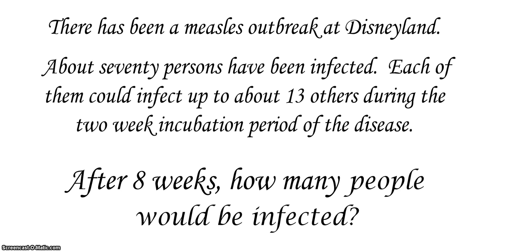There's been a measles outbreak at Disneyland. About 70 people have been infected. Each of them can infect up to 13 other people during a 2-week incubation period. So what that's saying is, for every single person, say I'm infected with measles, that I come in contact with in the next 2 weeks, and typically I come in contact with about 13 people, those 13 people will be infected by measles. So now this is asking, after 8 weeks, how many people will be infected?